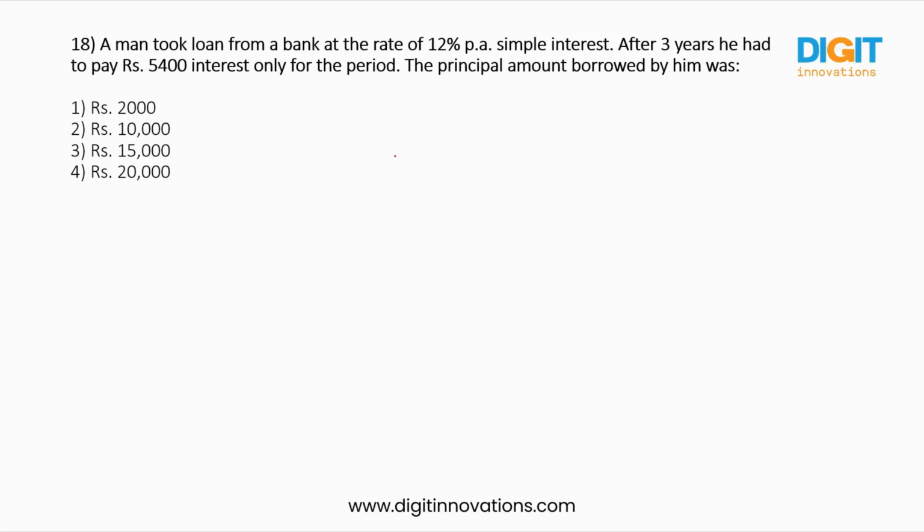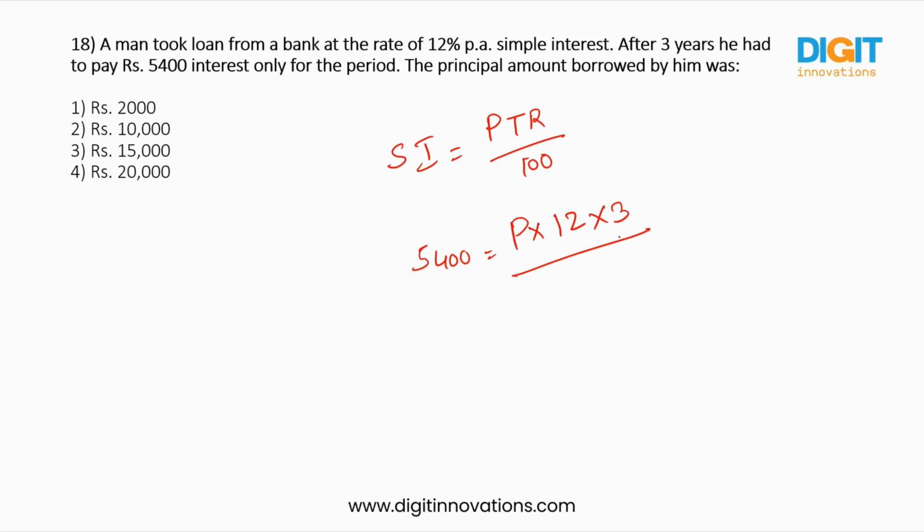Simple interest means we can directly use the simple interest formula. Simple interest equals PTR by 100. So the simple interest is 5,400, the principal we need to find out, the rate of interest is 12 and the time is 3, divided by 100. So when you take this value to this side, it is 5,400 into 100 by 12 into 3.